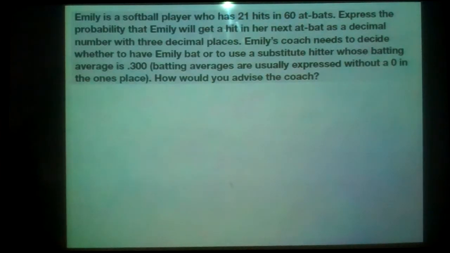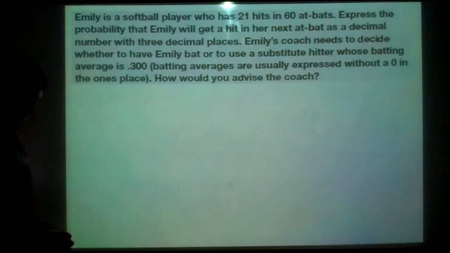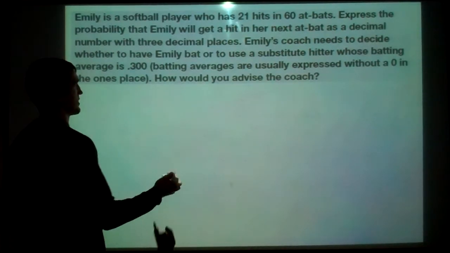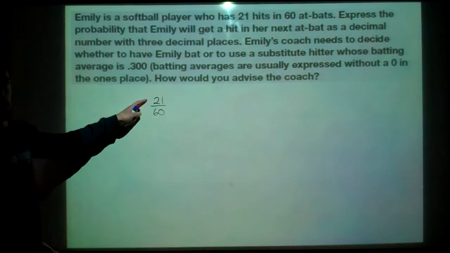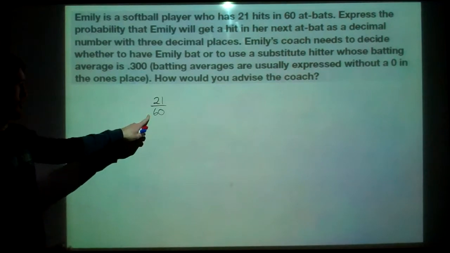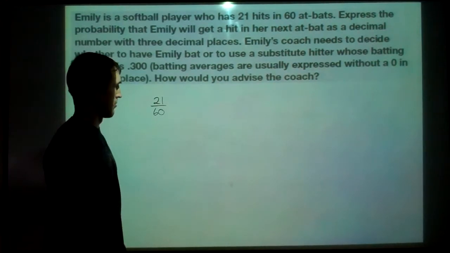Okay. Last question here. We're going to talk baseball, and they express averages differently, baseball and softball. So it says Emily is a softball player who has 21 hits in 60 at-bats. Express the probability that Emily will get a hit in her next at-bat as a decimal number with 3 decimal places. Okay. So let's take a look. She's got 21 hits in 60 at-bats. So 21 favorable outcomes in 60 attempts or trials. So this would be an experimental probability.